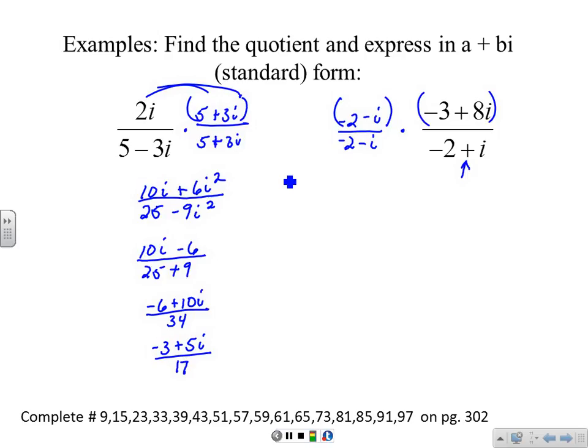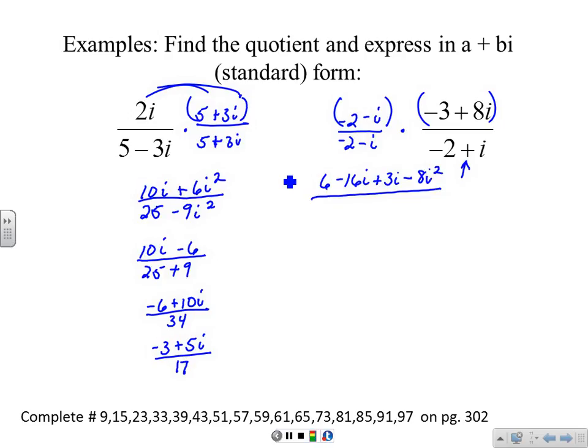So negative 2 times that group. Negative 2 times negative 3 is going to be 6. Negative 2 times 8i is going to be negative 16i. And then take your negative i through the group. Negative i times negative 3 is going to be positive 3i. And negative i times positive 8i is going to be negative 8i squared.